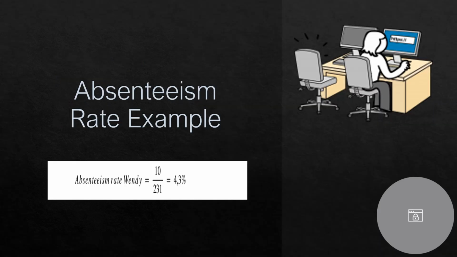Absenteeism rate example. Let's take an example to understand how the absenteeism rate formula works. Suppose Wendy worked full-time in the US in 2020. During that year, she was absent for 10 days. Since Wendy has 20 vacation days, her total work days are 231. Therefore, Wendy's absenteeism rate for that year would be 4.3%, which is higher than a healthy normal absence rate of 1.5%.